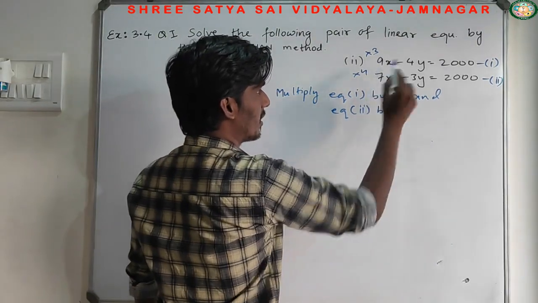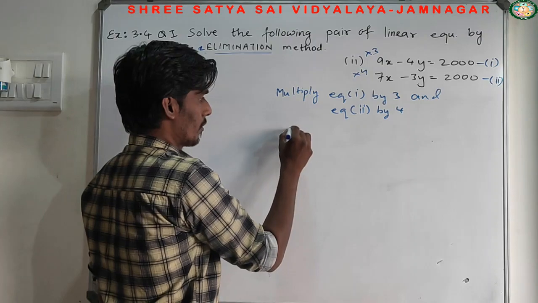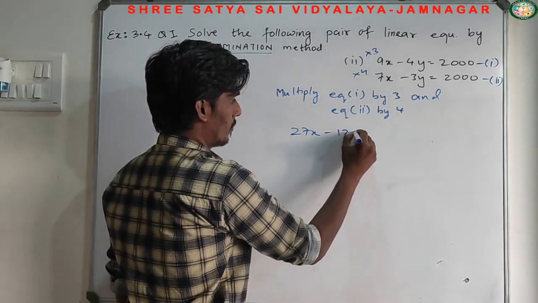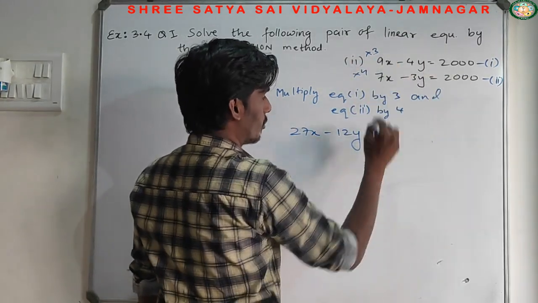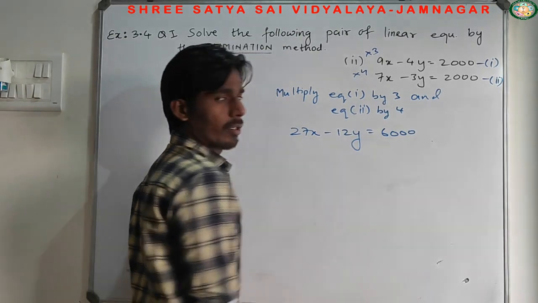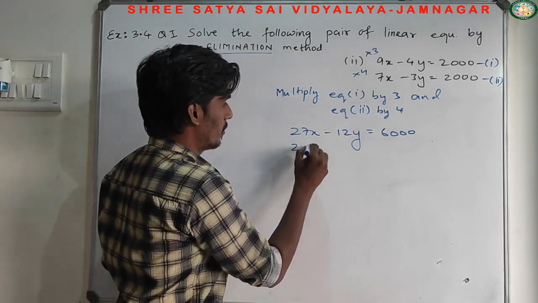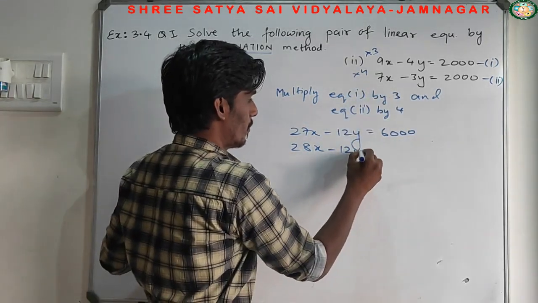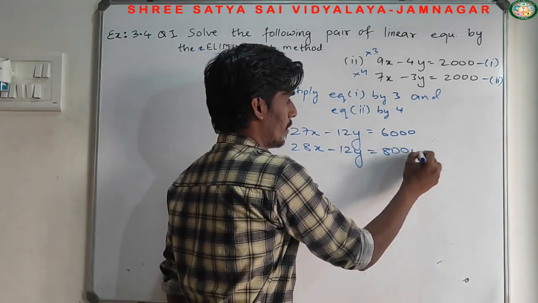So we multiply the first equation by 3. Equation becomes what? 3 9s are 27x, 3 4s are 12y, 3 into 2000 is 6000. Similarly, 4 into 7 is 28x, 4 3s are minus 12y, 4 into 2000 is 8000.